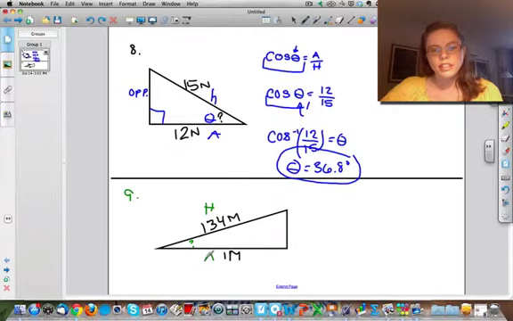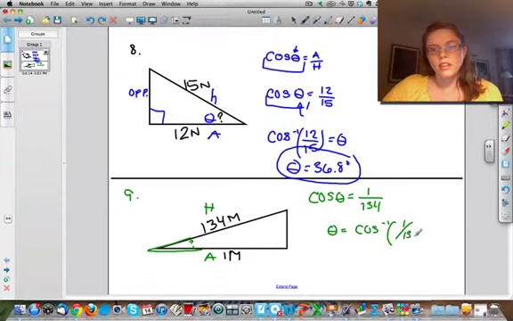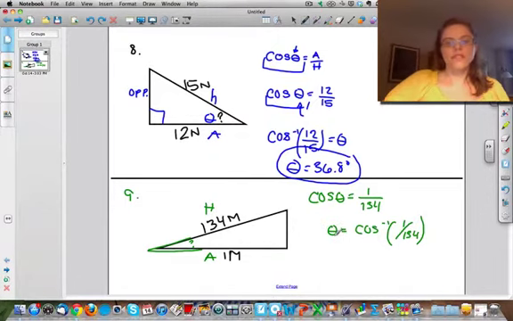Okay, so again, this is the adjacent side because it's touching, it's the side that's the other side touching the angle, that's not the hypotenuse. So this is kind of redundant, but it's another cosine. So cosine theta is equal to adjacent 1 over 134. To get theta all by itself, we have to do cosine inverse 1 divided by 134. Okay. So then we do inverse cosine 1 divided by 134, and we get 89.57.